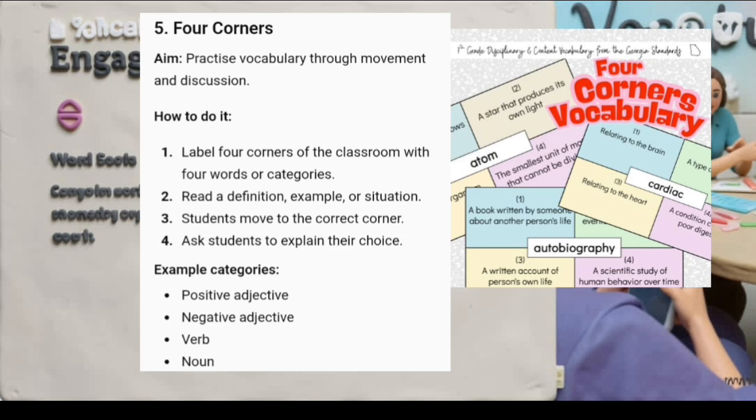For example, we have positive adjectives, negative adjective, verb, noun. Say a word that means very tired. So students move to negative adjective.